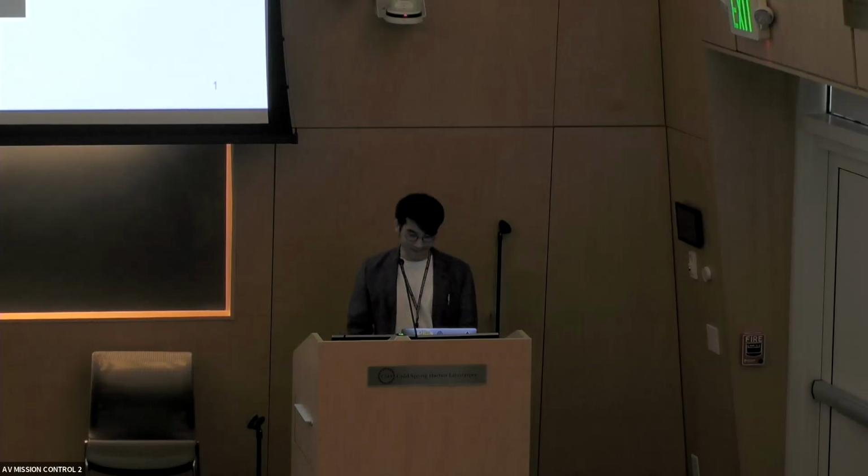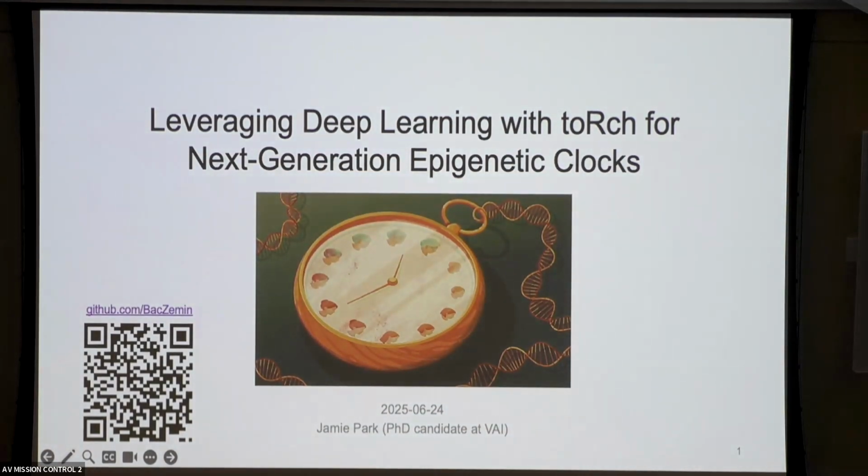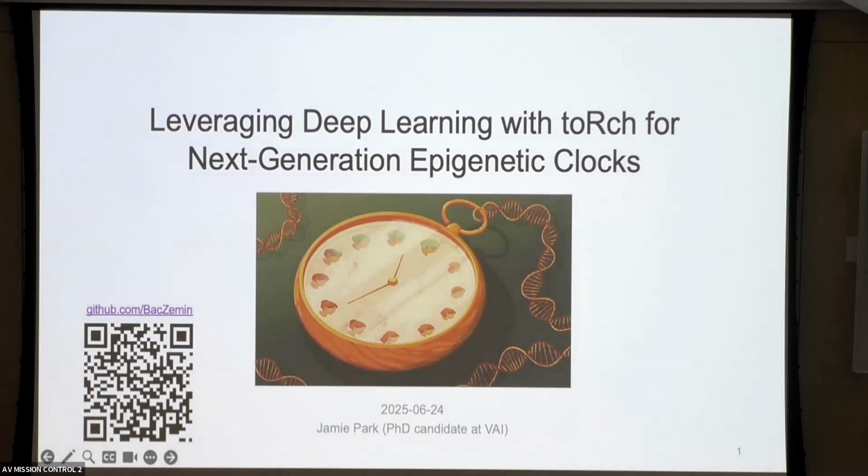I feel a little out of place in the sense that everybody's doing cool Galaxy workflows, but today I'll demonstrate how we can use the torch for R package to generate deep learned epigenetic clocks.